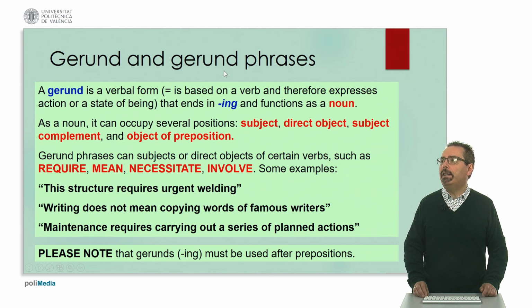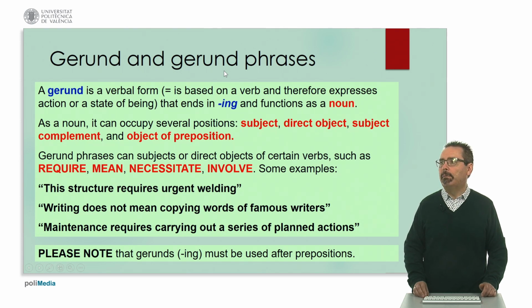A gerund is a verbal form, that means it is based on a verb and therefore expresses an action or also a state of being that ends in -ing and functions as a noun. Since it functions as a noun, it can occupy different positions in the sentence. It can be a subject, direct object, subject complement, and object of a preposition. Gerund phrases can be subjects or direct objects of certain verbs such as require, mean, necessitate, involve.